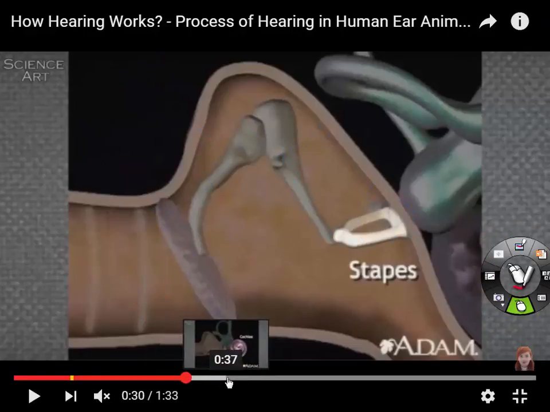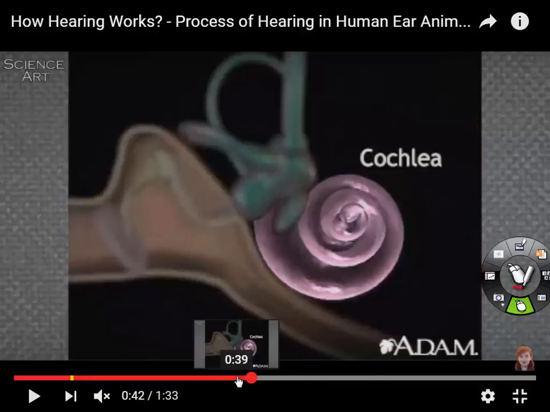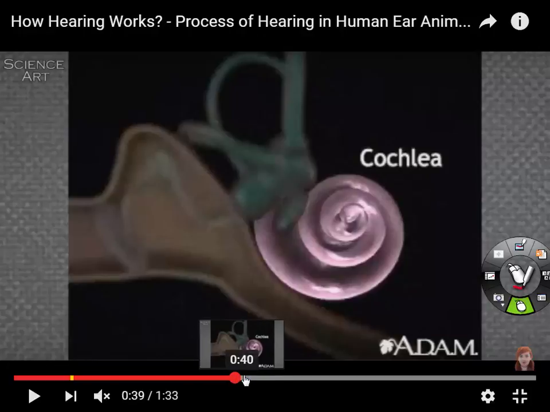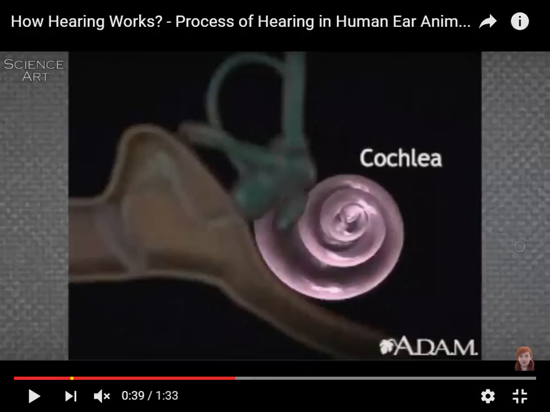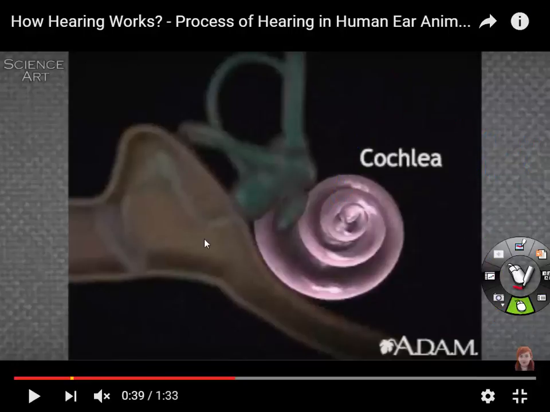Now watch. That thin membrane is called the oval window. So the oval window is connected to the stapes. And that oval window is found in the cochlea. And the cochlea is fluid filled. Are you with me? Just like throwing a rock into a pond, that rock is going to create ripples. It's going to create waves. So the fluid in the cochlea will begin to create fluid waves as the stapes vibrates and moves that fluid within the cochlea. So watch.